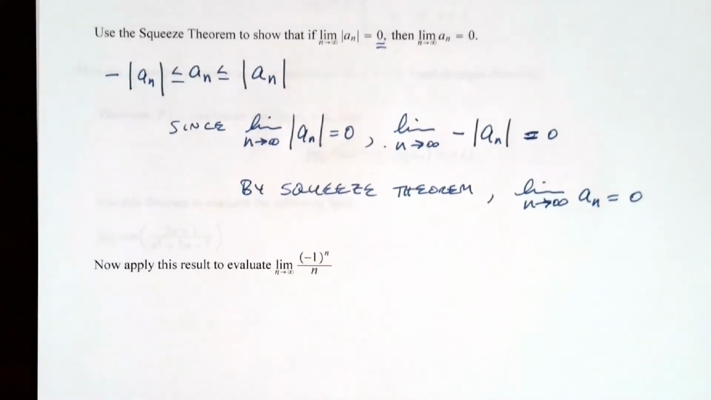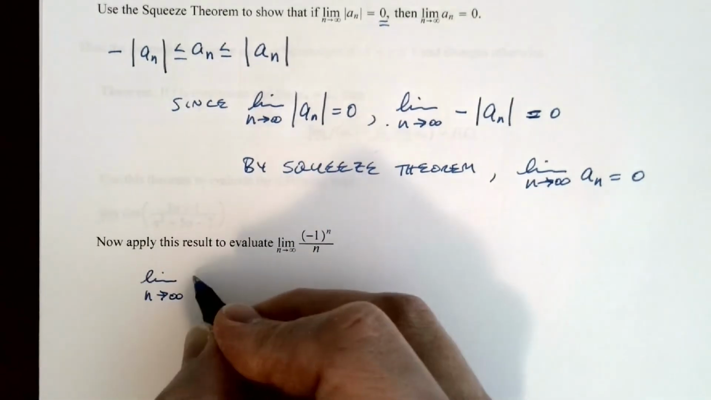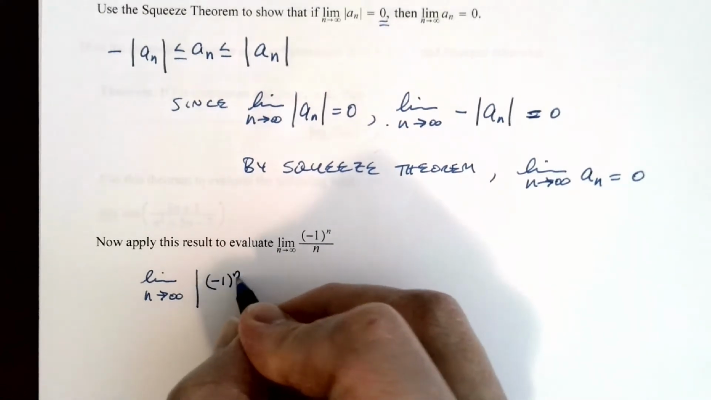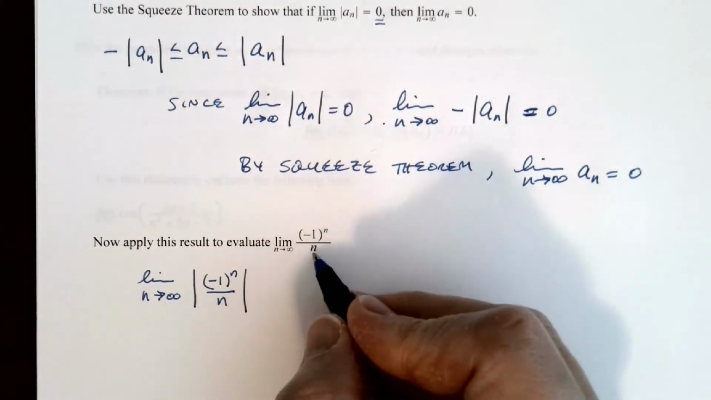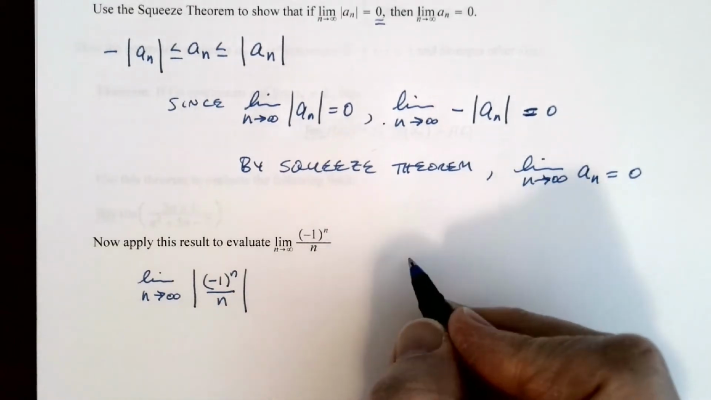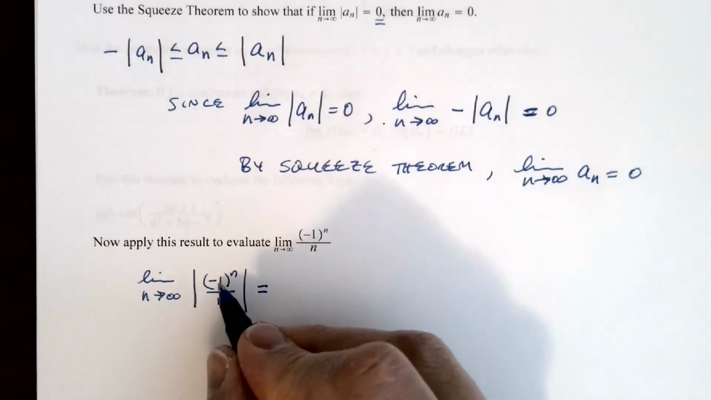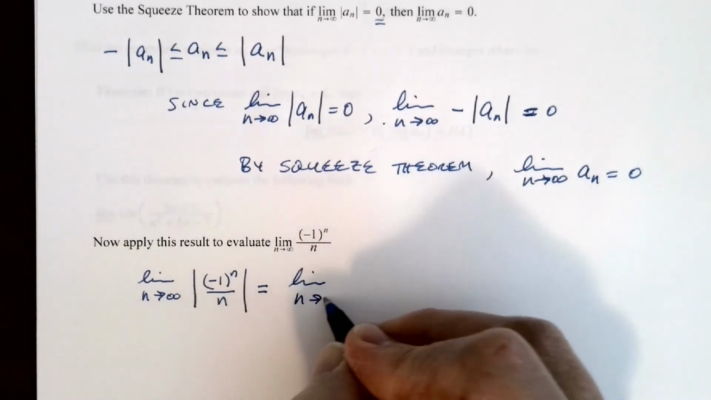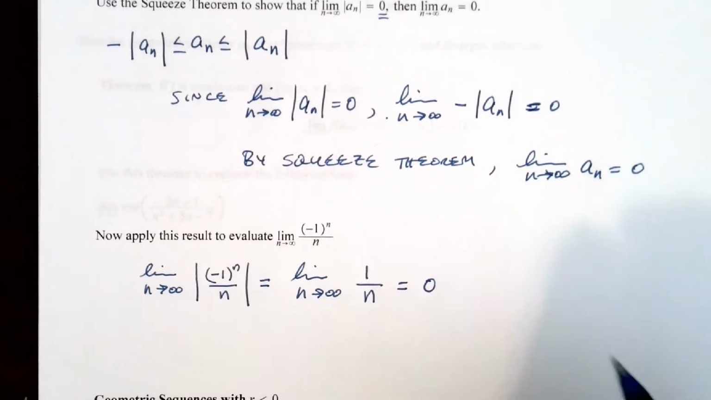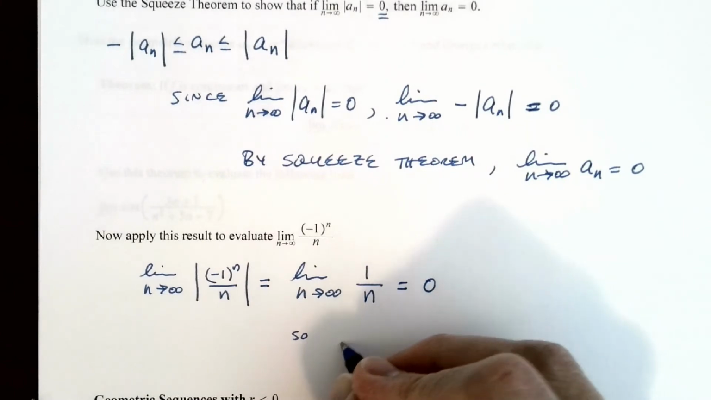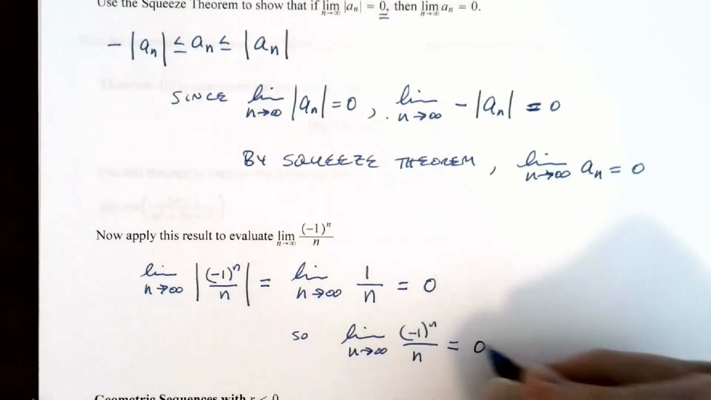Alright. So let me give you an example of a function. So apply this result to evaluate this limit, right? Well, notice that if I look at the limit as n goes to infinity of the absolute value of the terms in the sequence, these things are bouncing back and forth. If I look at n equal 1, I get negative 1. N equal 2, I get positive 1 half. N equal 3, I get negative 1 third. N equal 4, I get positive 1 fourth. So they alternate between positive and negative. But when I take the absolute value, all those negatives become positive. And this is just the same as the limit as n goes to infinity of 1 divided by n. Well, that is clearly going to 0, right? As n goes to infinity, 1 over n is going to 0. And so, what do we have? By this theorem we just proved, the limit as n goes to infinity of negative 1 to the n over n is also going to be 0.